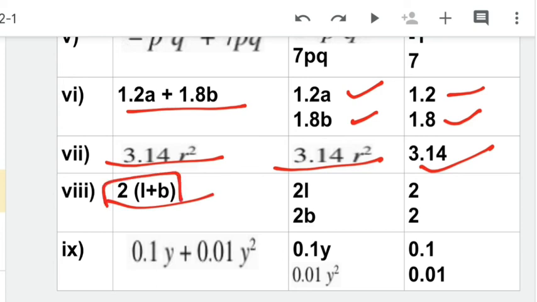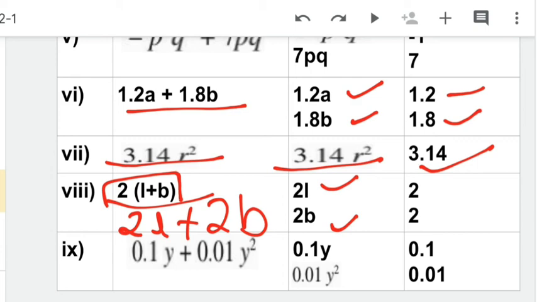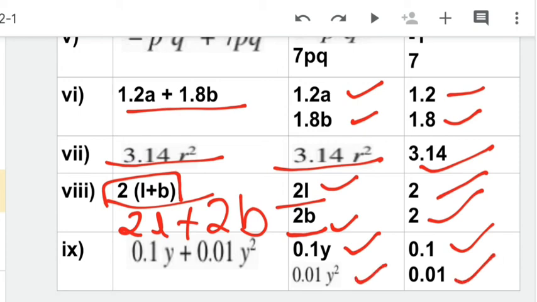Now we have 2(l + b). If we solve it we will have 2l + 2b. So that means we have two terms, 2l and 2b. So the constant factor for 2l is 2 and the constant factor for 2b is 2. And in the last part we have 0.1 as the numerical coefficient for 0.1y and 0.01 as the numerical coefficient of 0.01y square.